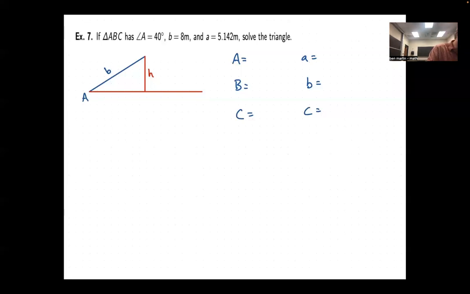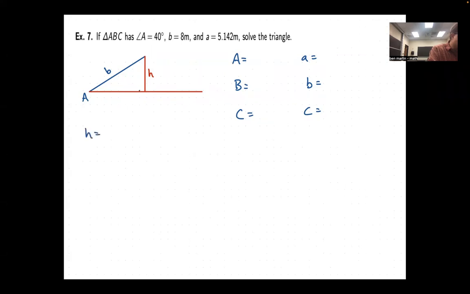Okay, so the main trick here is that we need to see whether the side A that is opposite the angle A is longer or shorter than this H. If it is shorter than that perpendicular distance, there's no way to make a triangle out of it, okay? So we're going to go ahead here and calculate what the length of H needs to be.